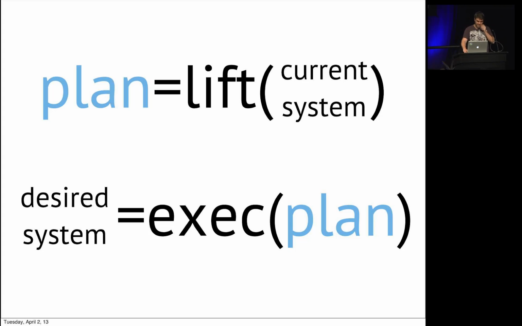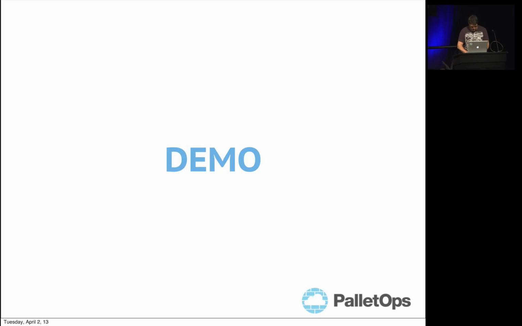You have a function called lift that takes the current state and builds a plan. Then we massage the plan, and then we have another step, which is the execution of the plan, right? And that's what converts the plan into actual shell scripts, and then runs them against the system, and that gets us the desired system. All right, so last demo.